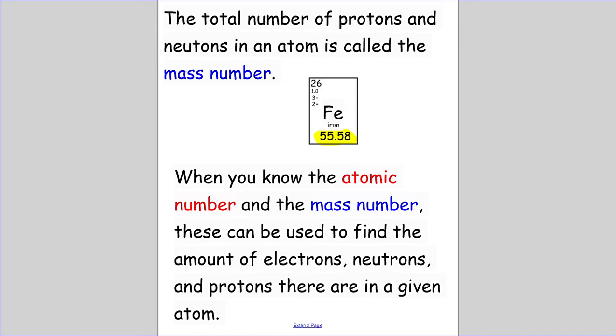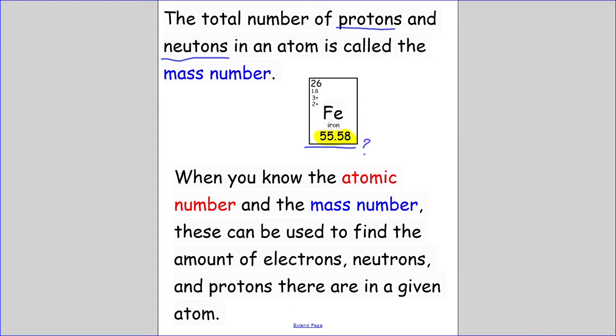Okay, the total number of protons and neutrons in an atom is called the mass number. And so here I've got this highlighted on the bottom, that mass number 55.58. Now, it is a little misleading here because it says the total number of protons and neutrons. Well, if we identified them earlier as being whole numbers, how do we end up with this decimal answer? And we'll get to that within this set of notes, going through the idea of a weighted average.